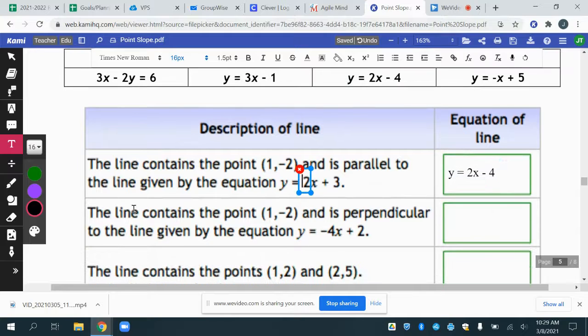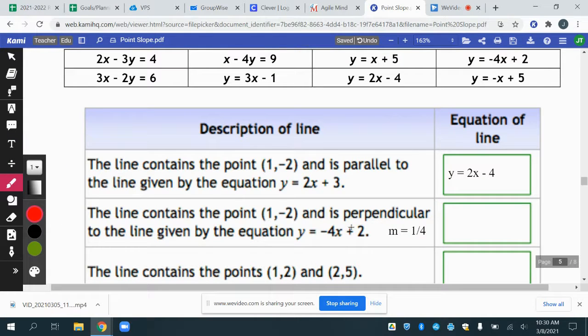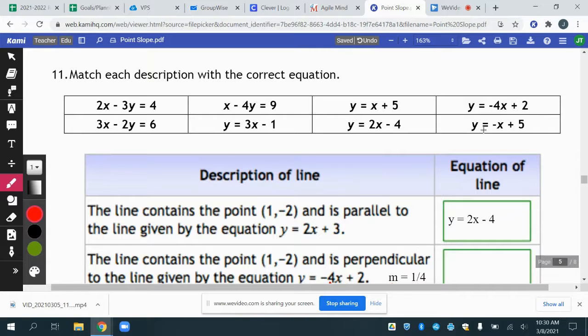Great. Next one contains the point (1, -2) as well. It's perpendicular to the line given by this. So this has a slope of -1 over -4, so I want m to equal the flipped version, 1 over 4. So I want something with a slope of 1/4. I know that because that's what'll make it perpendicular. We learned that a while ago. All right, which one of these has a slope of 1/4?